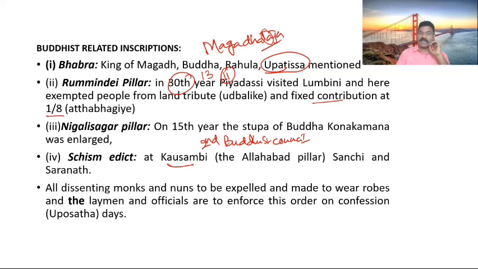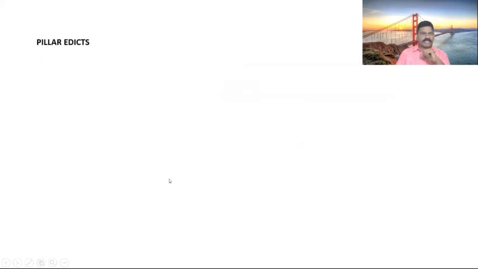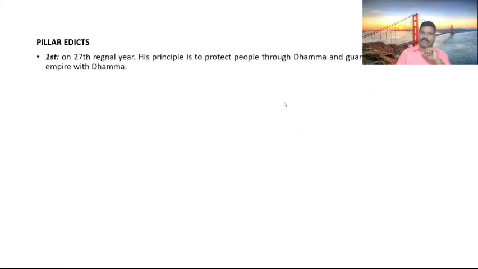Uposatha days, confession days, addressed to the officials of Kausambi and Pataliputra in the Sanchi edict. After that, coming to Asoka's pillar edicts. The first pillar edict of Asoka was issued in the 27th regnal year. His principle is to protect through Dharma and guard the empire with Dharma. Asoka used to say that if you follow Dharma, Dharma will protect you.